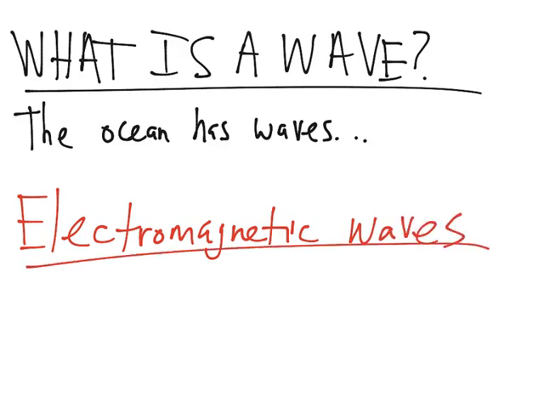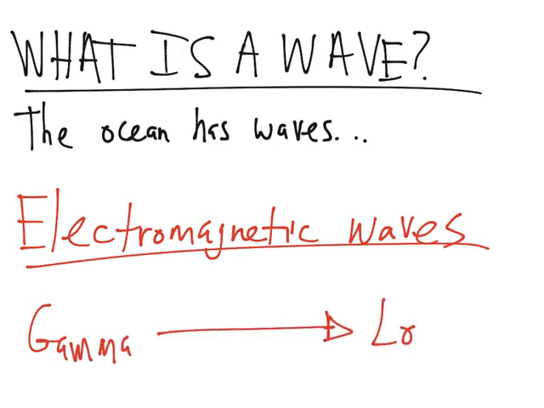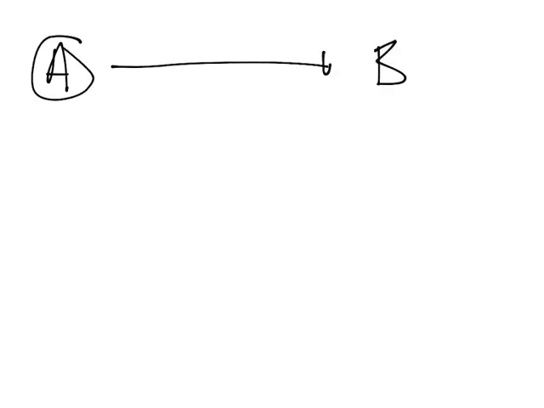What is this, you may ask? Well, it ranges all the way from gamma rays to long waves. And this includes our radio waves, our visible light, X-rays, ultraviolet, and so on. A simple way to explain waves is basically transferring energy from point A to point B.